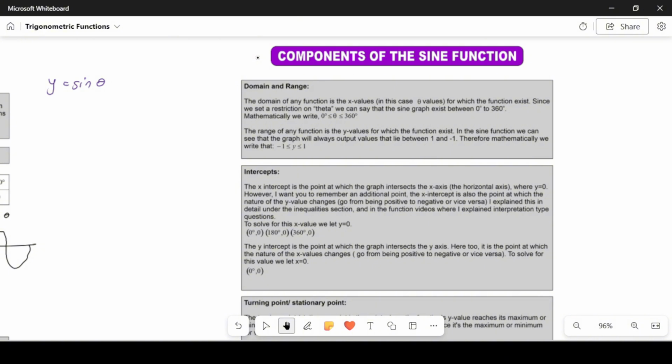Remember, again, we will not give these things names if they were not significant. We could have just called it some random point on the graph. The fact that I'm bringing this to your attention means you need to remember it. Okay, the domain of any function is the x values for which the function exists. But we don't say x here, now we say the theta values for which the function exists. Since we restrict the domain, or we have a restriction on the theta values, or the x values, we say that the sine function exists between 0 and 360 degrees.